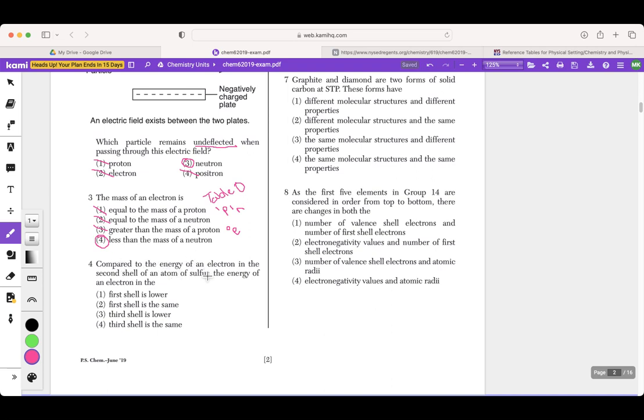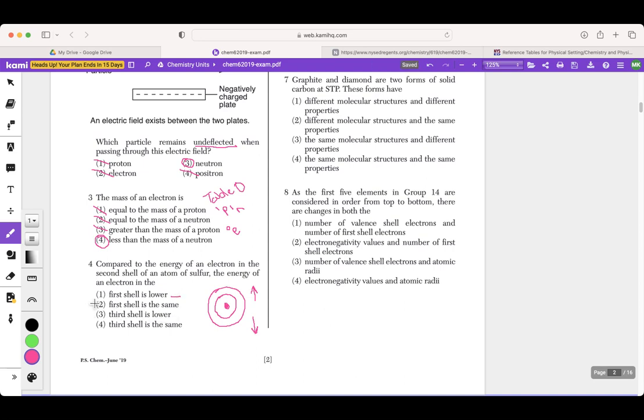Question 4. Compared to the energy of an electron in the second shell of an atom of sulfur, the energy of an electron in the blank. Okay, so when we're talking about different orbitals, let's say this is the nucleus, and this is an electron orbital, and this is an electron orbital. I've said before, imagine you're in a helicopter. I need to add energy to move up. Once I let go of the gas on that helicopter, I'm going to start descending down. So the energy in the first shell should be lower. So I'm going to mark that. We'll come back to that.